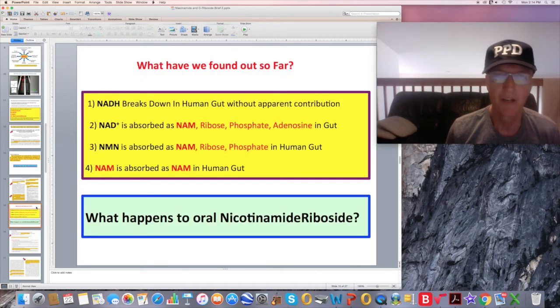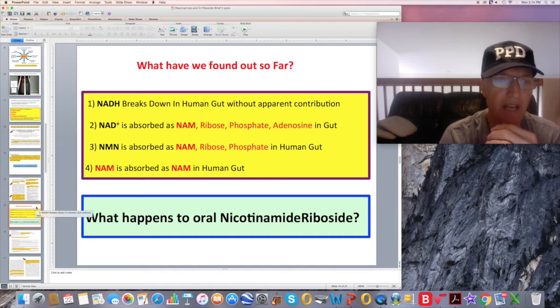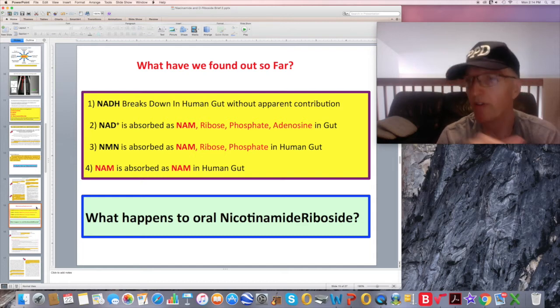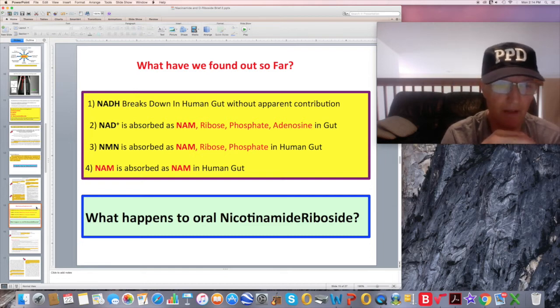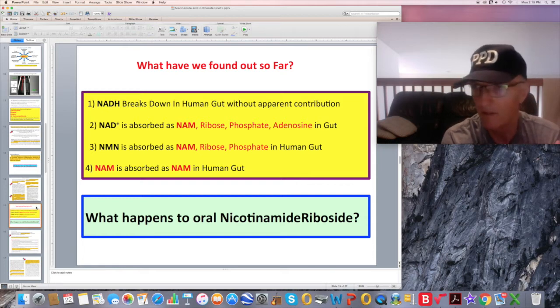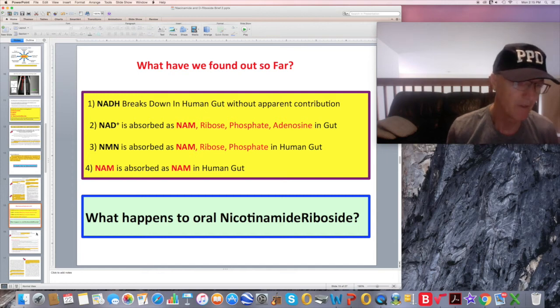Which means it's time to summarize: what do we know so far from looking at this? NADH breaks down in the human gut without apparent contribution to this cycle we're interested in. NAD plus doesn't get through. It's absorbed as niacinamide, ribose, phosphate, and adenosine, and each of those individual components get through. NMN is also absorbed as niacinamide, ribose, and phosphate. No adenosine is in it, so that doesn't go in. And niacinamide is absorbed as niacinamide. So you see niacinamide, niacinamide, niacinamide, and the possibility of supplementing some of the more difficult chemicals to produce, which might be ribose sugar. We'll talk about that later. But that's what we've found out so far.